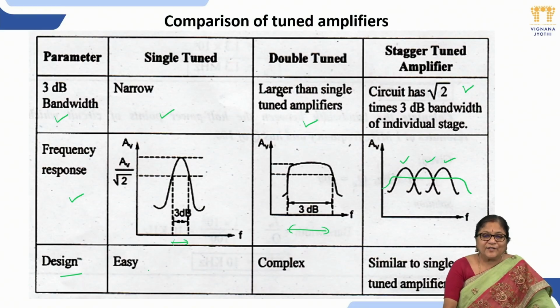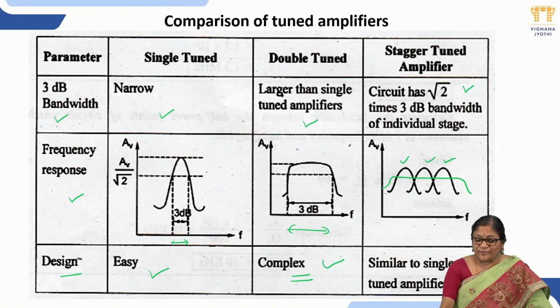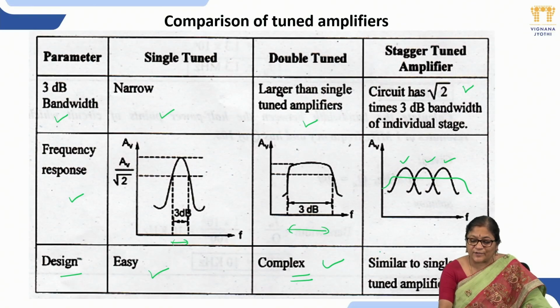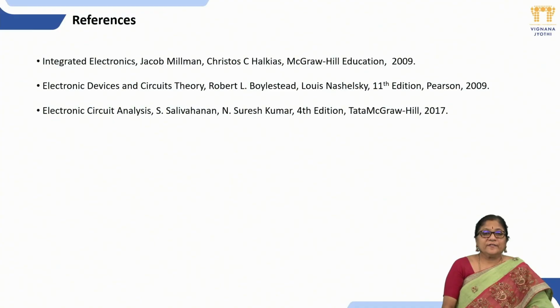And for the design, single tuned is easy, but for double tuned, you have to adjust the coupling factor between the 2 stages of the double tuned amplifier in the load stages. So because of the 2 double tuned tank circuits and their synchronization, the design is complex for double tuned amplifiers. For stagger tuned, where all are different frequencies, the design will be very easy, similar to a single tuned amplifier. So these are the references that have been used in the preparation of this video.